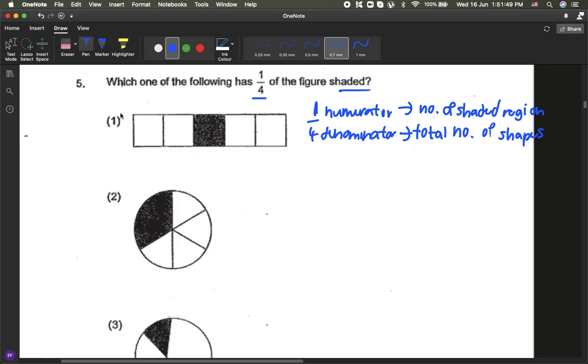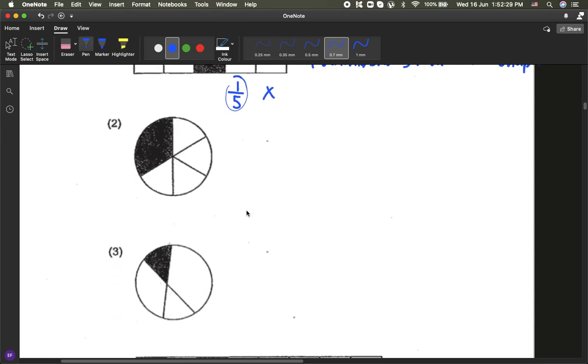Now, for the first option, we have 5 squares, all of the same size as well, and they're all equal. So we can see that there is one shaded square. So our numerator is equal to 1, and there is a total of 5 squares. So our denominator is number 5. So this is the fraction of the shaded region for option 1. This answer is wrong because we need 1 over 4, not 1 over 5. Okay, moving on to the next shape.